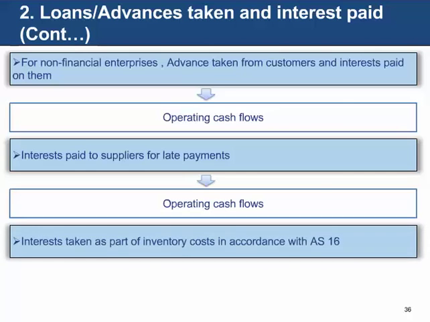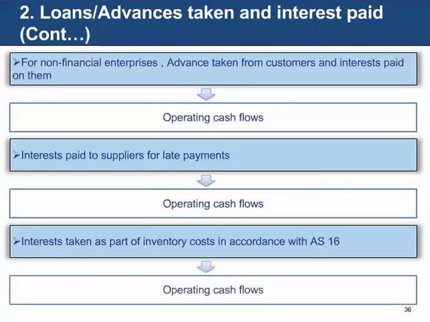Similarly, interest taken as part of inventory cost in accordance with Accounting Standard 16 would be operating cash flows. Thus, friends, if the base thing like customers, suppliers, inventories forms part of operating activities, their related transactions would always form part of operating cash flows. Similarly, the base item subsidiaries forms part of your investing activities, and thus any transaction related to subsidiaries would form part of your investing cash flows.